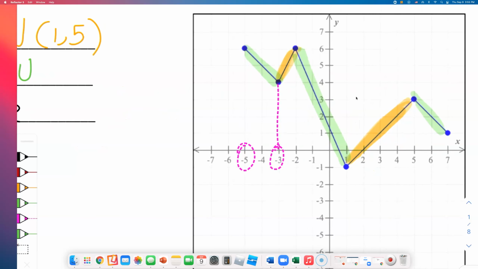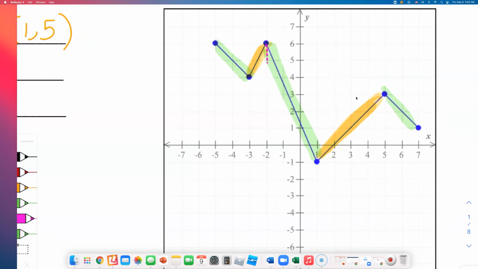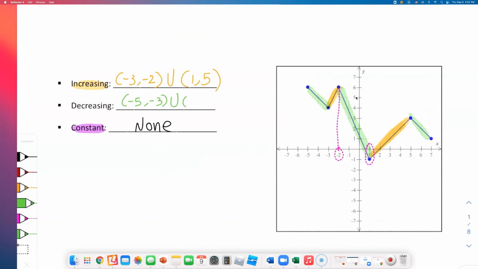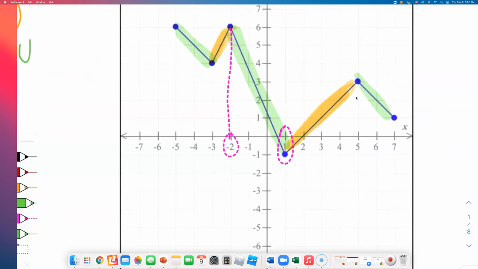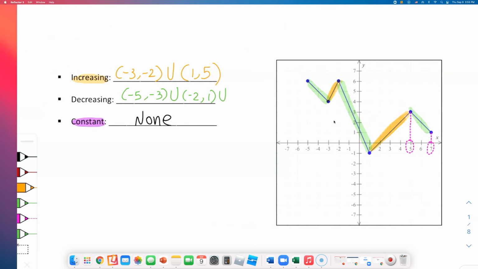All right, let's read the second green section. Here it is, -2 to +1. So the second interval is -2, +1, union. And the very last one, all the way on the right, it starts going down at 5, but the graph ends at 7. So the last decreasing interval is from 5 to 7.